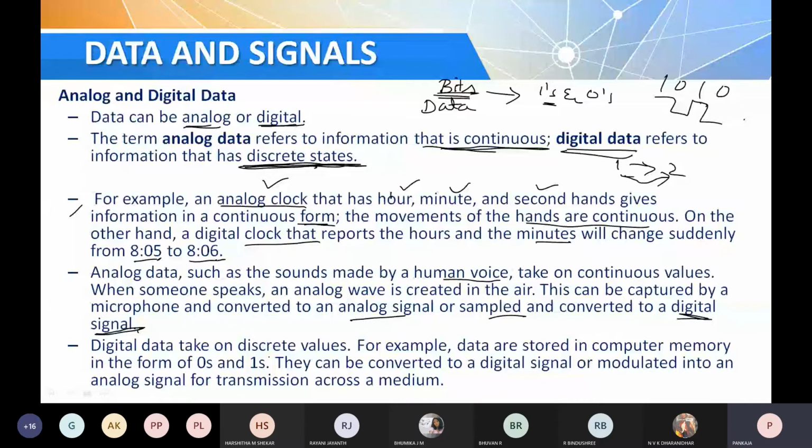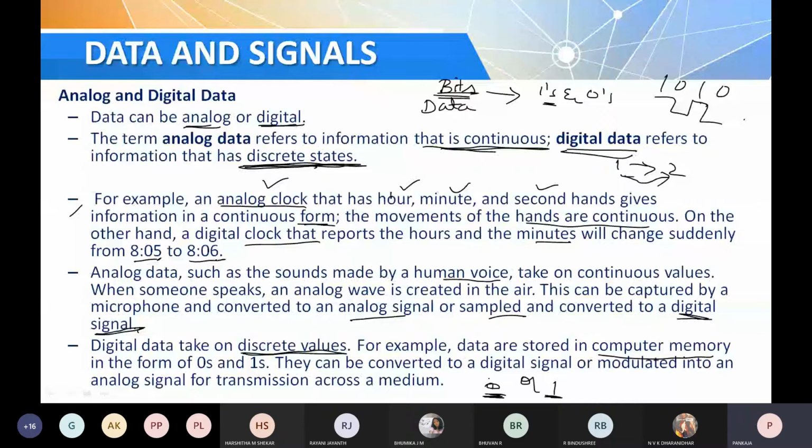Another example of digital data is data stored in computer memory. The data stored in computer memory is digital data because it is in the form of zeros and ones. Either it is 0 or it will be 1. So there is a sudden change. 0 is changed to 1 or 1 is changed to 0. This type of representation we call digital data, and it can be converted into a digital signal. This data, representing 0 and 1, is digital data.